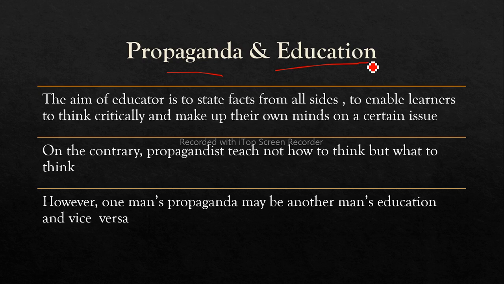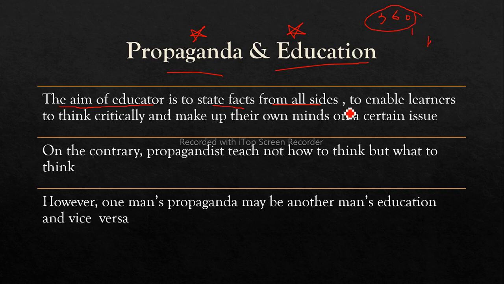The next thing is propaganda and education. At times we are unable to distinguish whether someone is carrying on propaganda or educating us, so it can be controversial. We must distinguish between these two terminologies. The educator who wants to educate the people on a certain issue states the facts from all sides. He gives us a 360-degree angle, from all around, all sides.